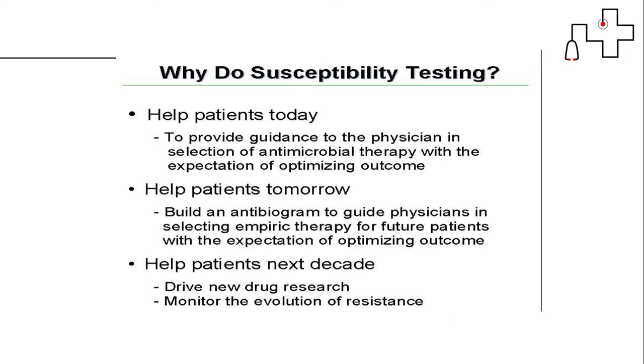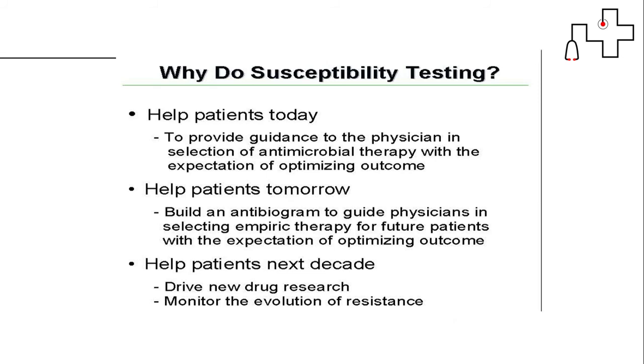And then we have to help the patient tomorrow also. Build an antibiogram to guide physicians in selecting empiric therapy for future patients with the expectation of optimizing outcome. Whenever a patient comes to the hospital, it is not possible to do the culture and sensitivity rapidly to get the right antibiotic and the dosage of the antibiotic. So the hospital has to build an antibiogram according to the patient population and the risk stratification, showing which antibiotic should be given empirically in which situations or conditions. So that is the antibiogram built for the patients tomorrow.